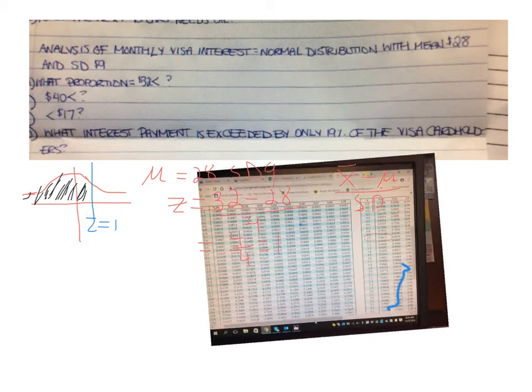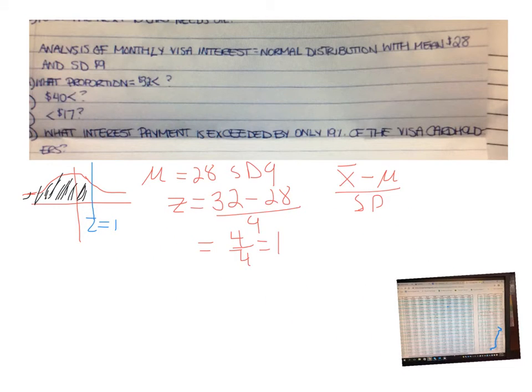So let's put that away. And so what we write is that the probability of x being less than 32 is equal to 84.13%. And that's how we handle questions like that, okay?